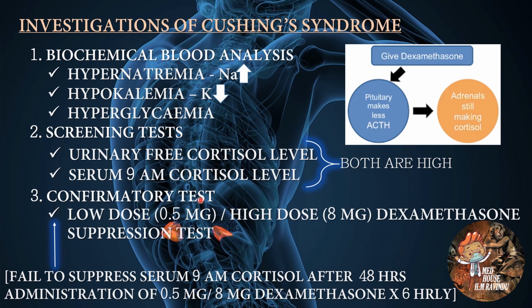Confirmatory test is low dose, which is 0.5 mg, or high dose, which is 8 mg dexamethasone suppression test. In this test, we can see patients fail to suppress serum 9 AM cortisol after 48 hours administration of 0.5 mg or 8 mg dexamethasone 6 hourly. In this picture, you can see after we give dexamethasone, the pituitary will release less ACTH, but even though the ACTH level is low, the adrenals keep making cortisol.